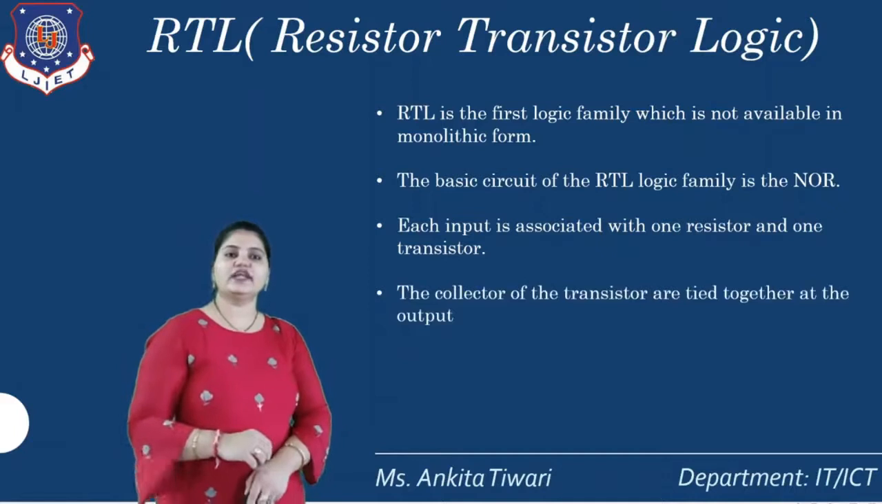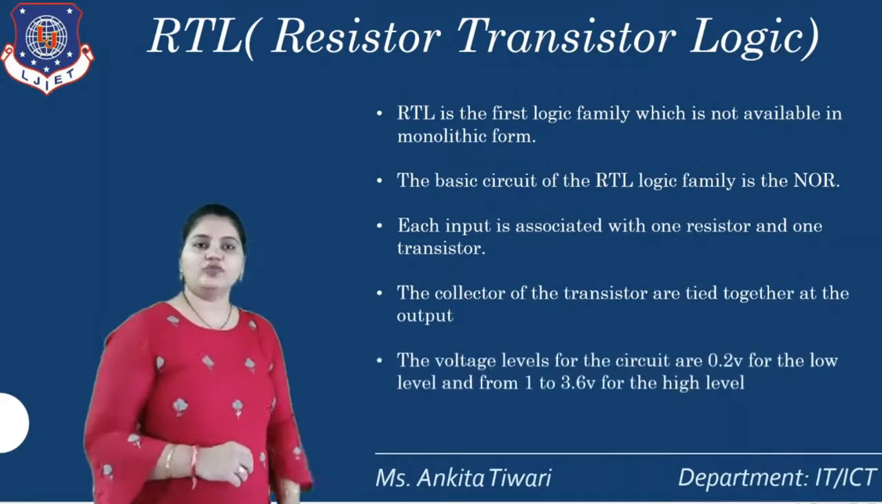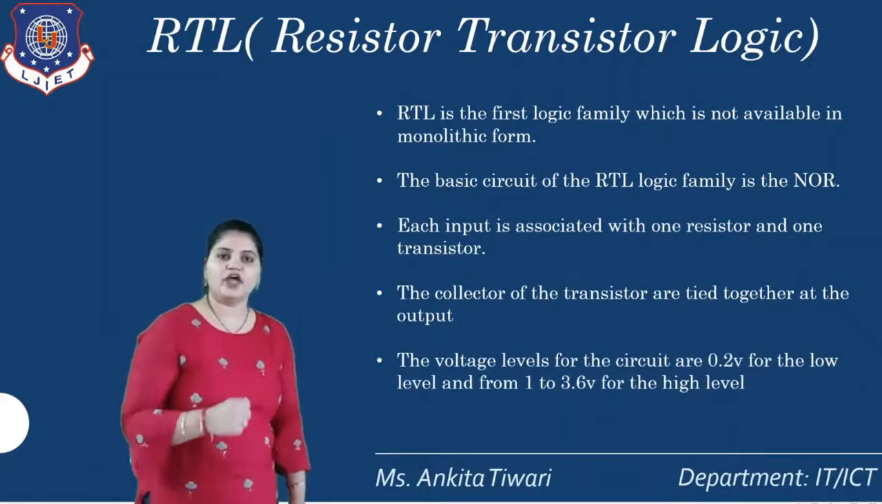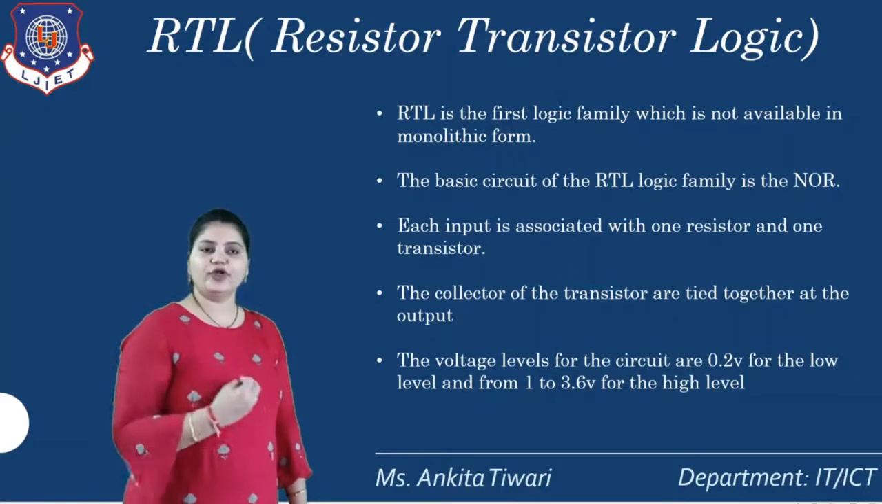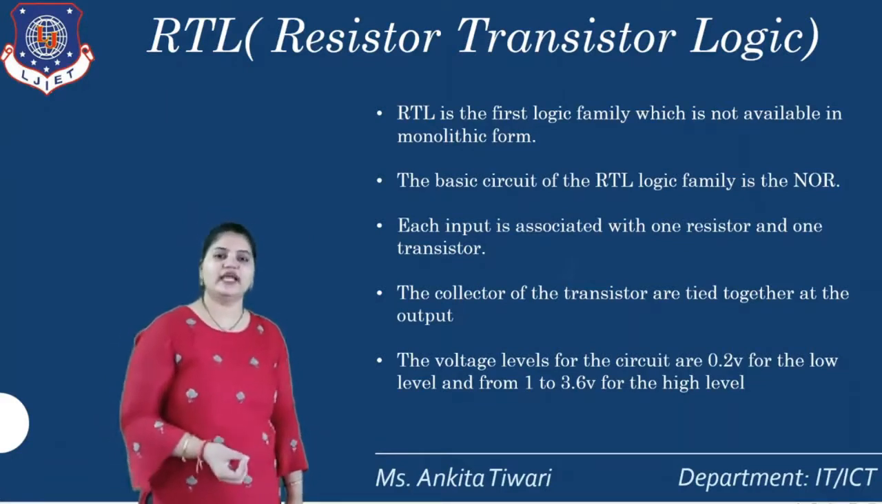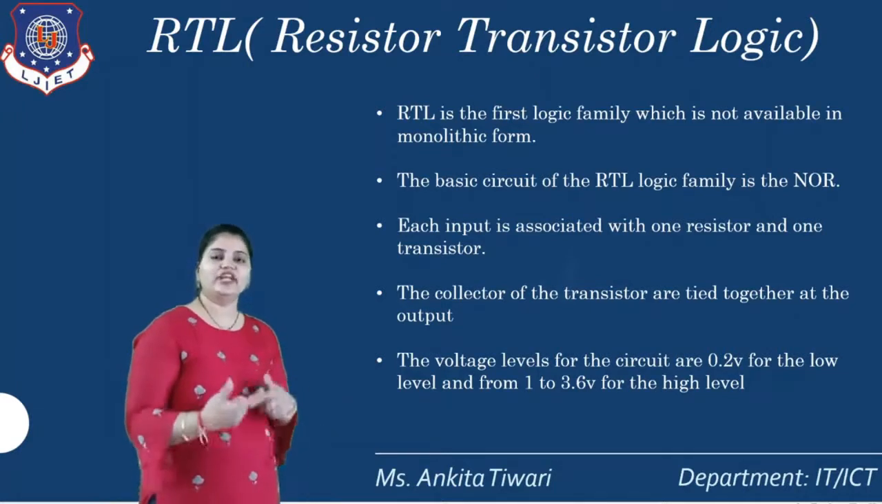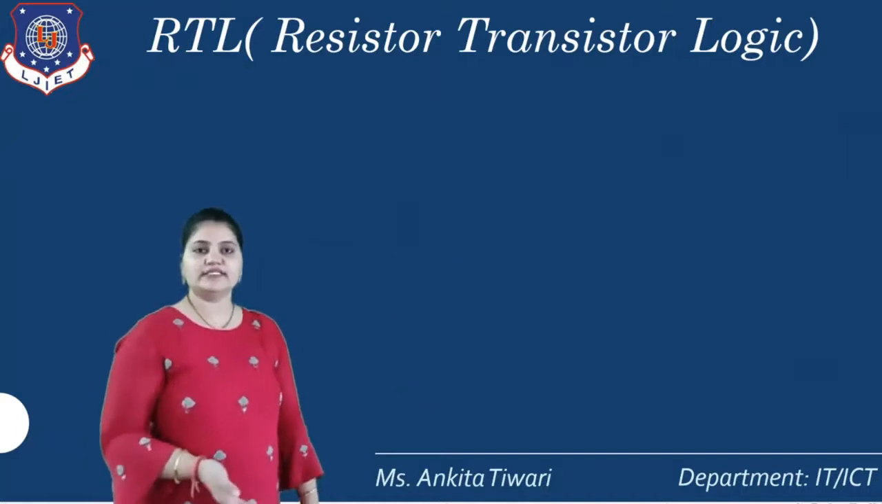Also, the collectors of the transistors are tied together at the output in order to get the output from the system. The voltage levels for the circuit are 0.2 volt for the low level and from 1 to 3.6 volt for the high level. So these are the upper and lower limits already set to define the voltage level for the circuit.